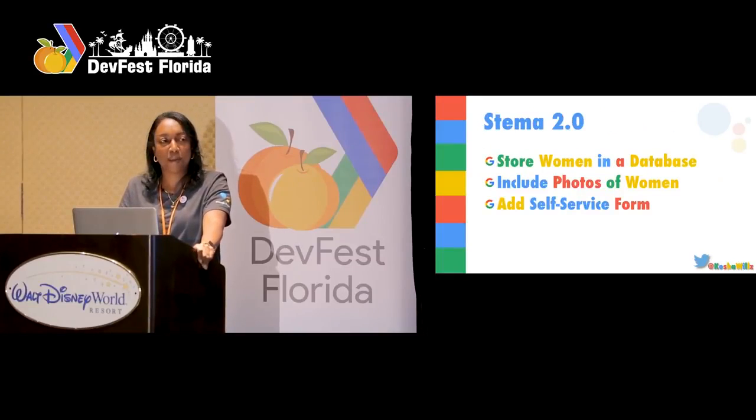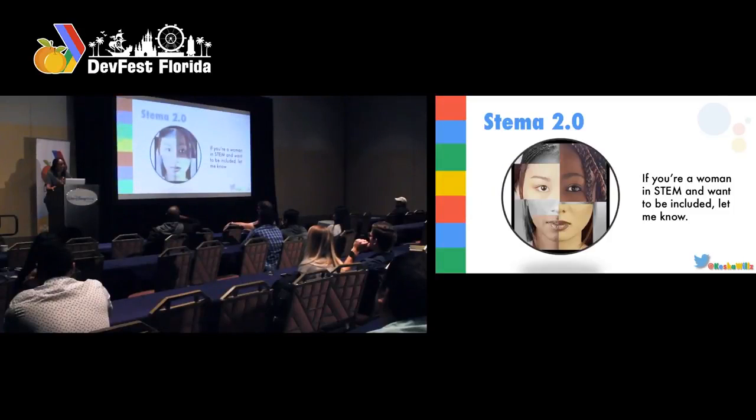What's next for Stemma, Stemma 2.0? And so one, I want to get rid of those hard-coded arrays and store the women in a database. So if anyone is curious and wants to learn more about developing actions, we can work on that together. Just let me know. I want to include photos of the women, and then also I want to add a web self-service form. So any woman can just go in and add herself to the database. So if you'd like to be included, let me know.